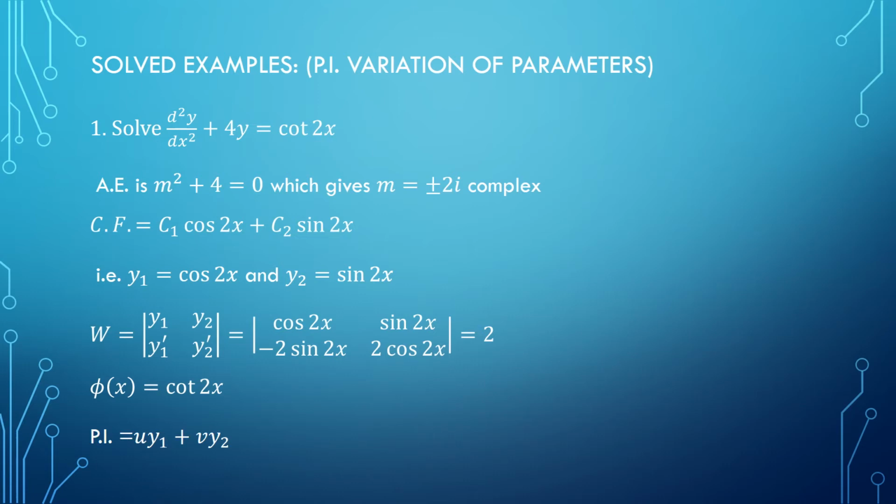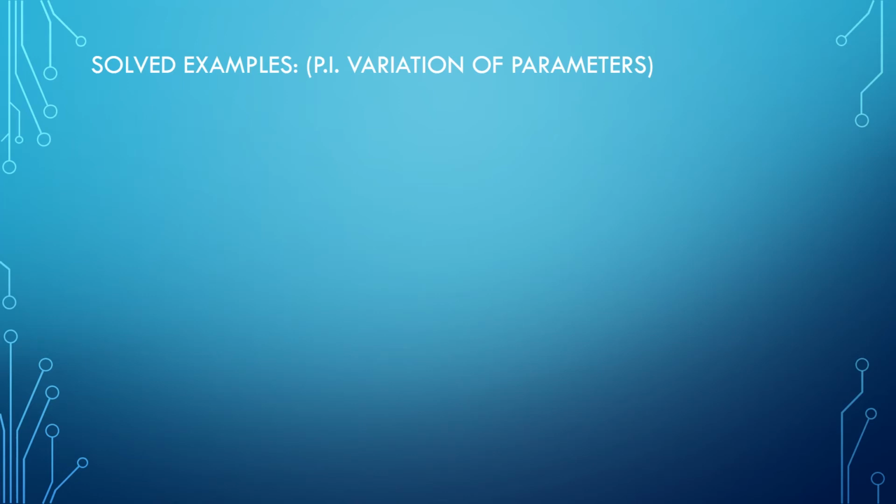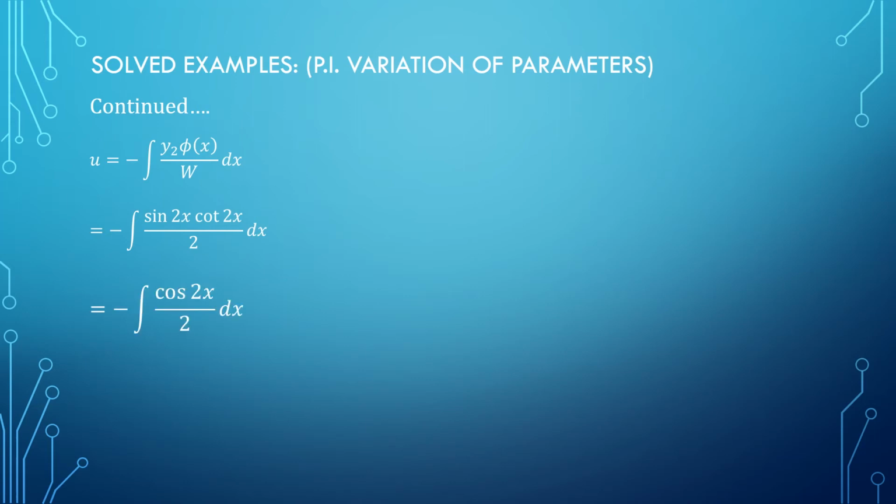So by variation of parameters, my particular integral is uy1 plus vy2, where let us work with u first. The formula for u is this. Let us substitute the values. After simplifying, we can get cos 2x by 2, which results in the integral sin 2x upon 4.